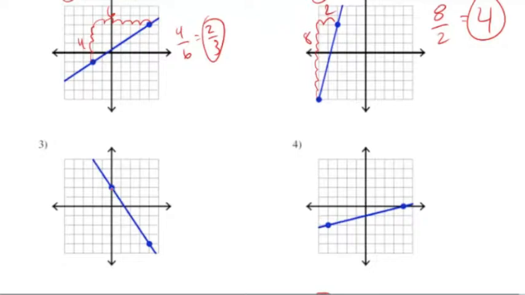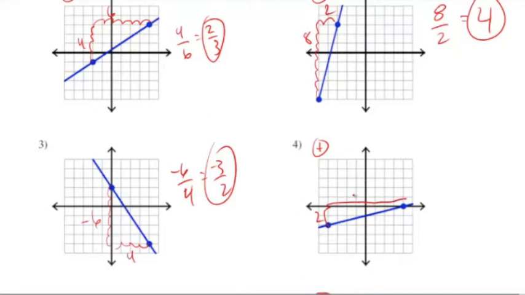Okay, so number 3 is a rise of 1, 2, 3, 4, 5, 6 down, so that's negative, and then a run of 1, 2, 3, 4. This is 4, so negative 6 over 4, or negative 3 over 2. This is the slope for number 3. Number 4 is going to be a positive slope. Our rise is going to be 2. Our run is going to be 1, 2, 3, 4, 5, 6, 7, 8. So 2 over 8, or 1 over 4.